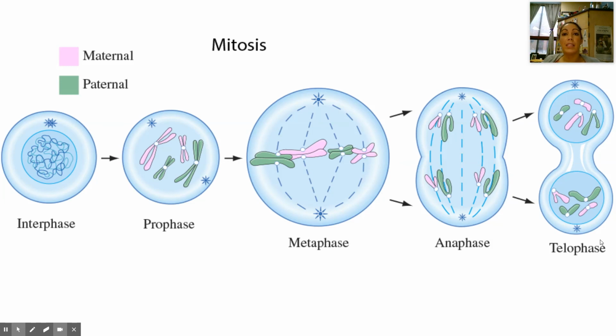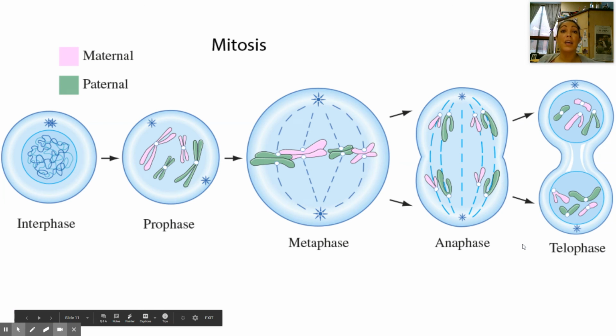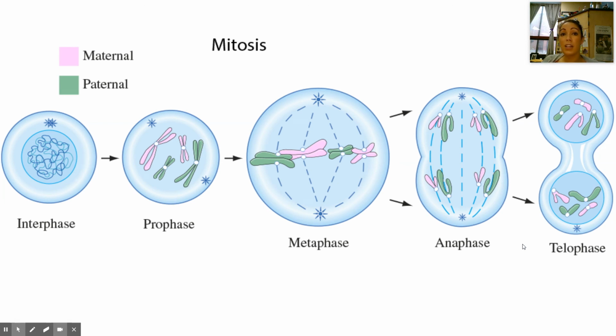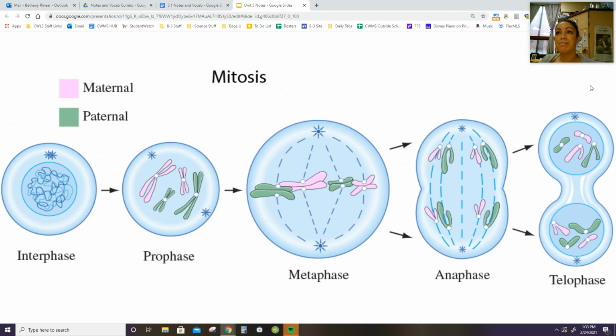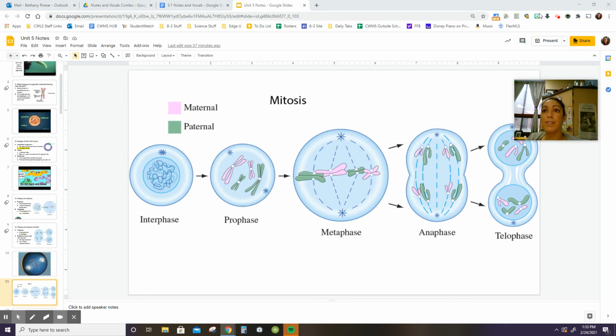So this is our section on mitosis. You're going to see a lot of very similar information in 5.2 when we talk about meiosis. A lot of the phase names are very, very similar, but meiosis happens for a very different reason. We'll talk about that in 5.2.